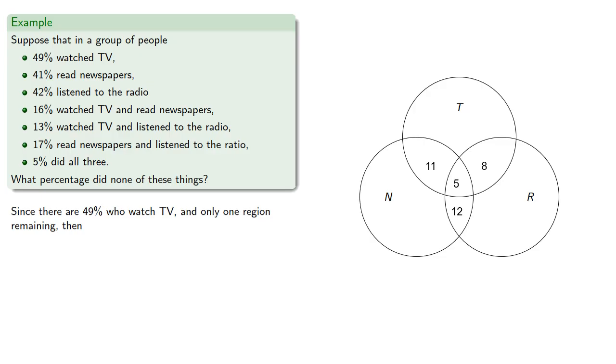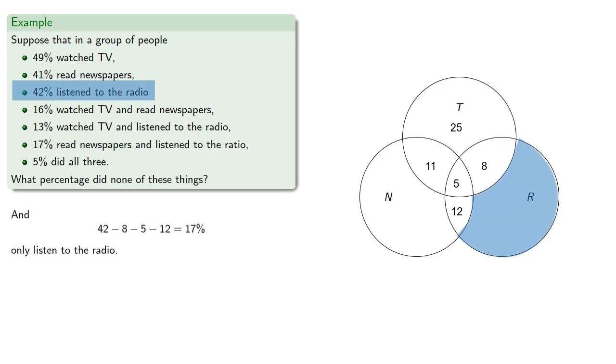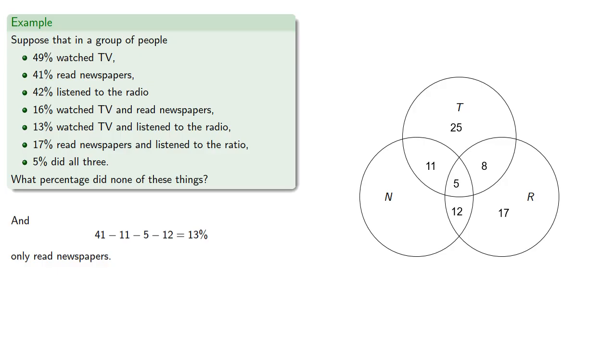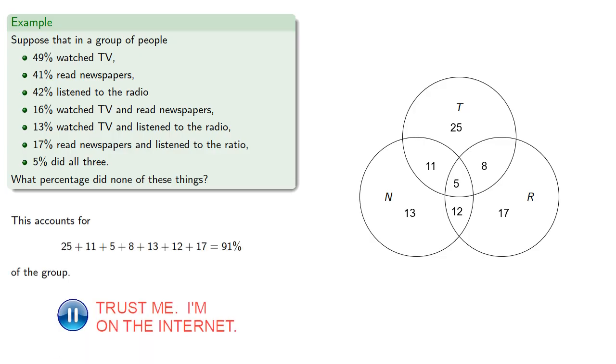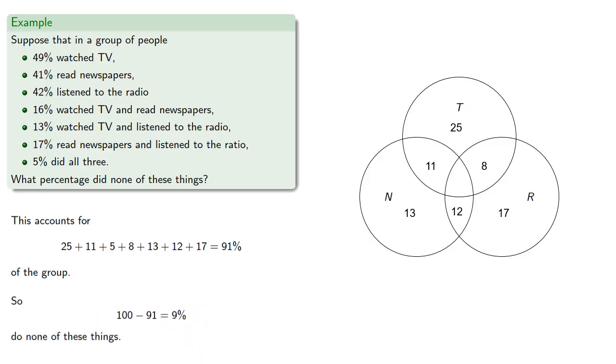Now, since there are 49% who watch TV and only 1 region remaining, then 25% of the people only watch TV. And likewise, 17% only listen to the radio, and 13% only read newspapers. And this accounts for 91% of the group. And so 9% do none of these things.